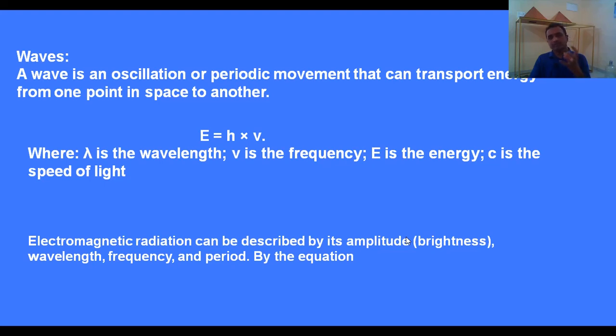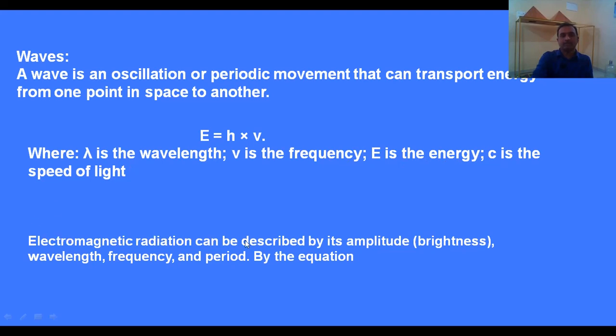So, what is the energy of the wave? E is equal to h into mu. This is mu, not v. Mu is equal to c by lambda. So E is equal to h c by lambda. Lambda is the wavelength, mu is the frequency, E is the energy, and c is the speed of light.